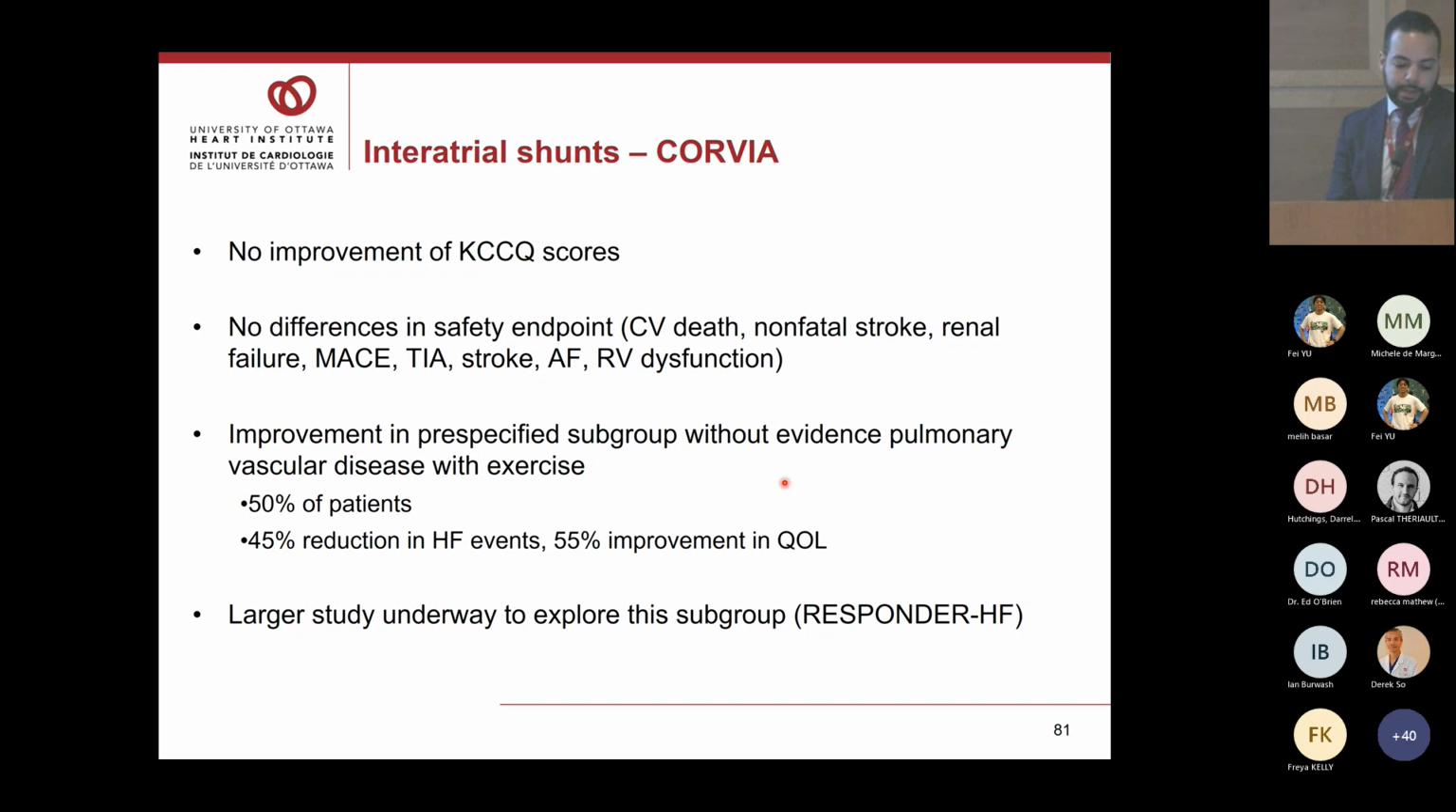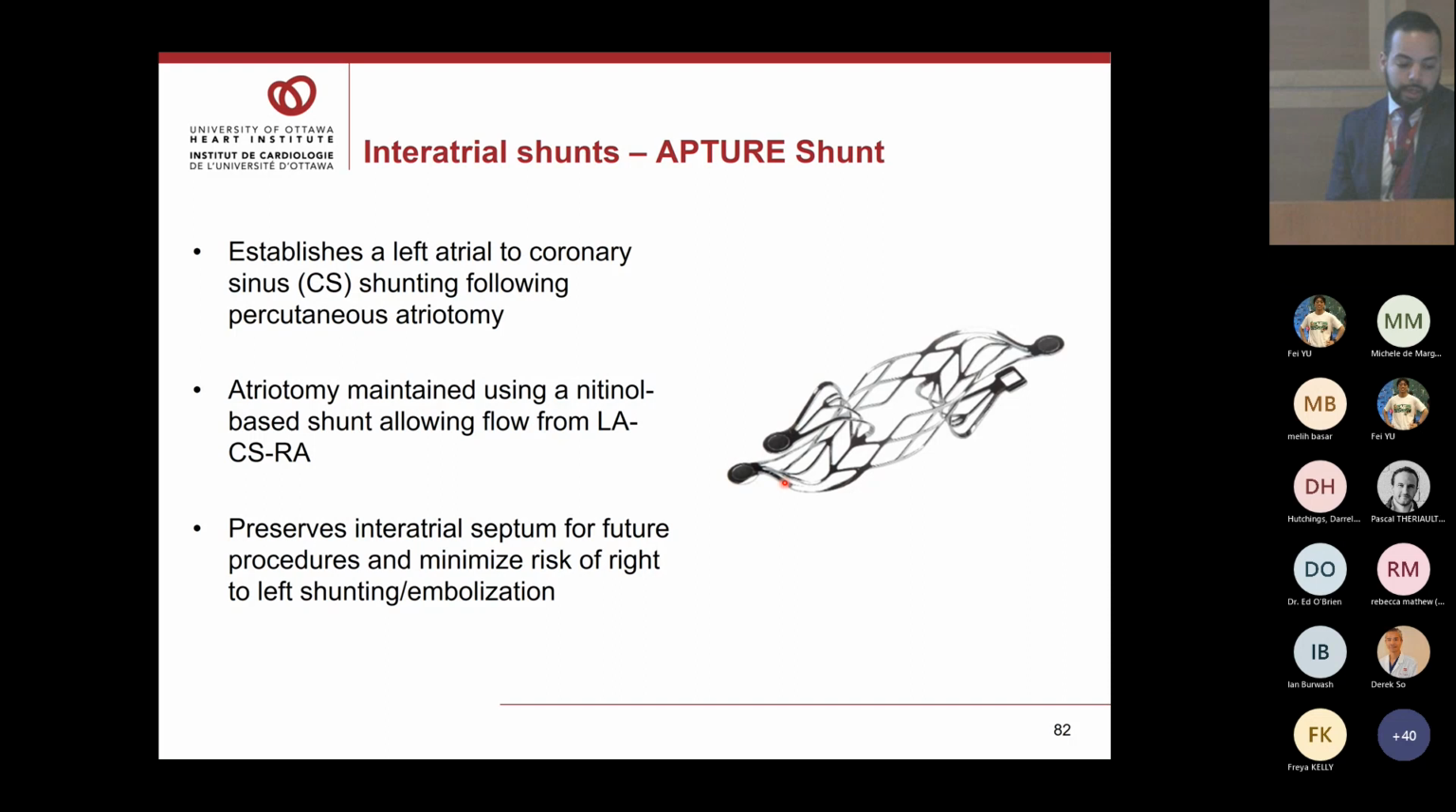And then there's the device that we're most familiar with here, which is the left atrium to coronary sinus shunt, the Aperture shunt. So this utilizes a shunt from the left atrium to the coronary sinus.